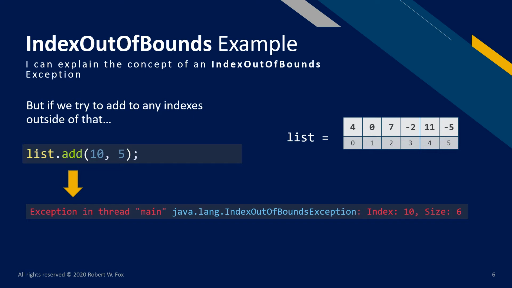And so you can see at the bottom of the slide the error message that Java gives me. It actually would crash the program at this point and tell me that I have an index out of bounds exception. It even tells me in the error message that I tried to access index 10, but the size of the array list was only 6.